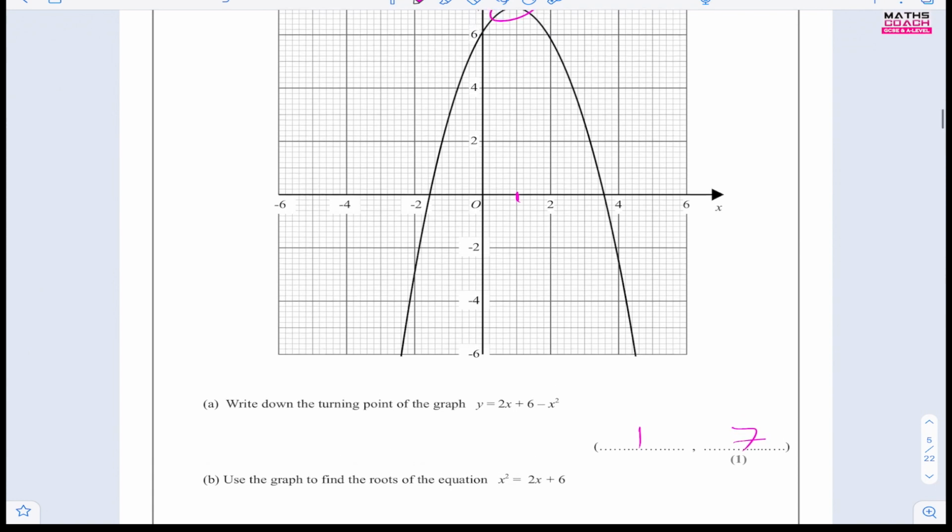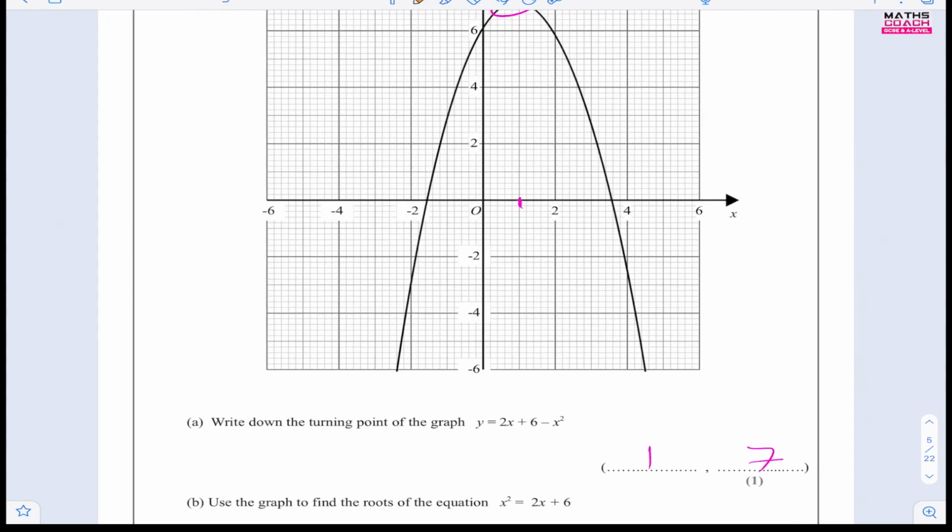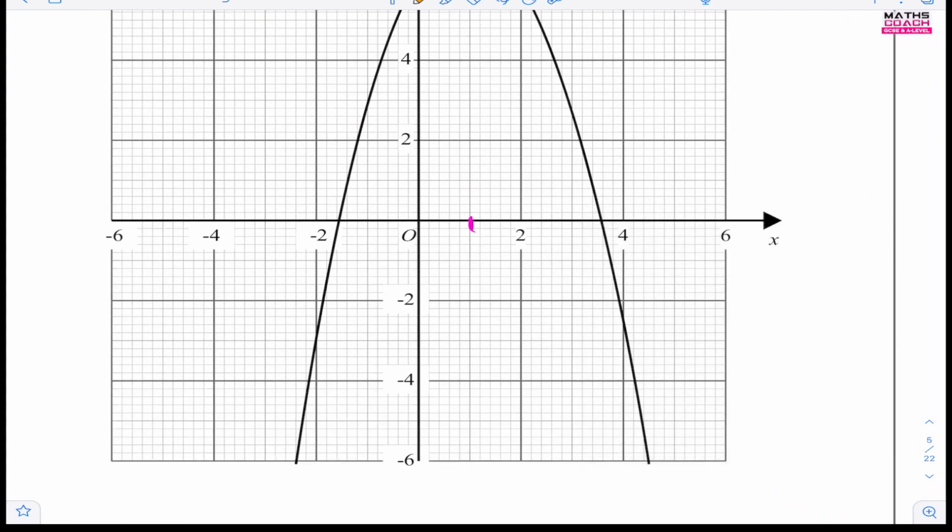Then it says, use the graph to find the roots of the equation. The roots is where it cuts the x-axis. So where does it cut the x-axis? It cuts the x-axis at 2 points right there.